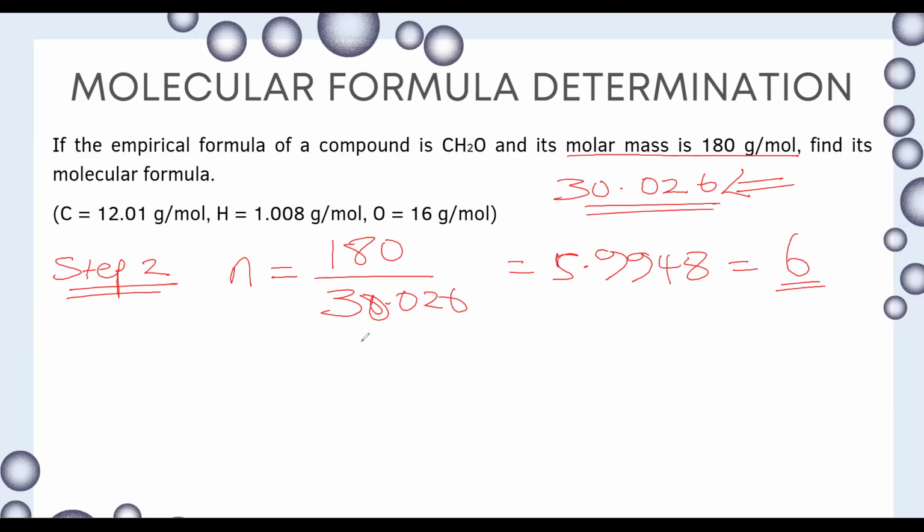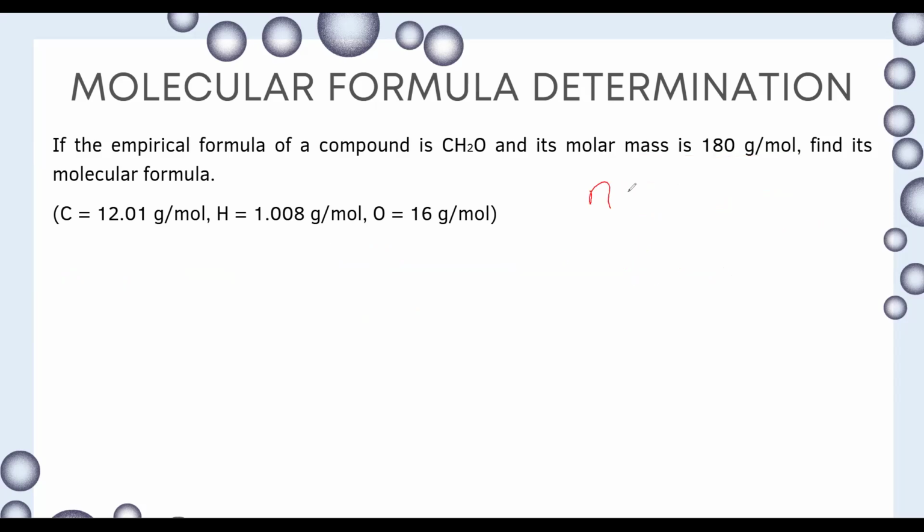Okay, so I can hear some people arguing 5.995. If we approximate, okay, this becomes 5 over here. And then this 9, if I approximate again from 5, everything rounds up to become 6. So my n, or my multiple n, is equal to 6. And the empirical formula mass is 30.026.